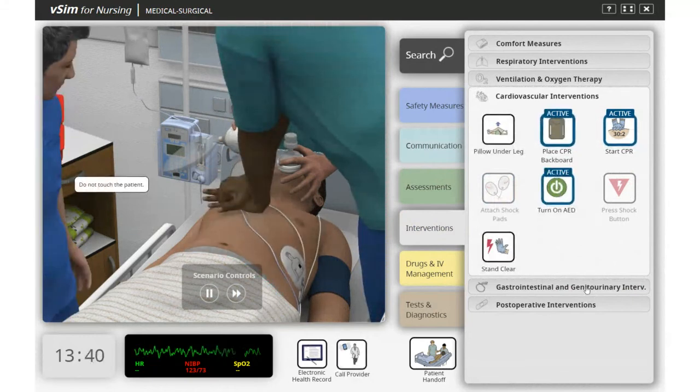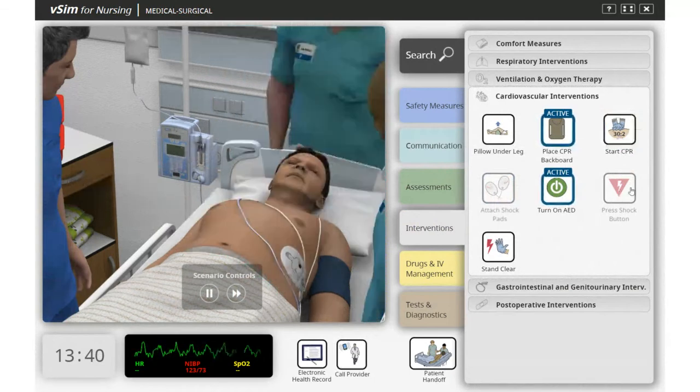Analyzing heart rhythm. Do not touch the patient. 5, 6, 7, 8. Analyzing heart rhythm. Shock needed. Charging.